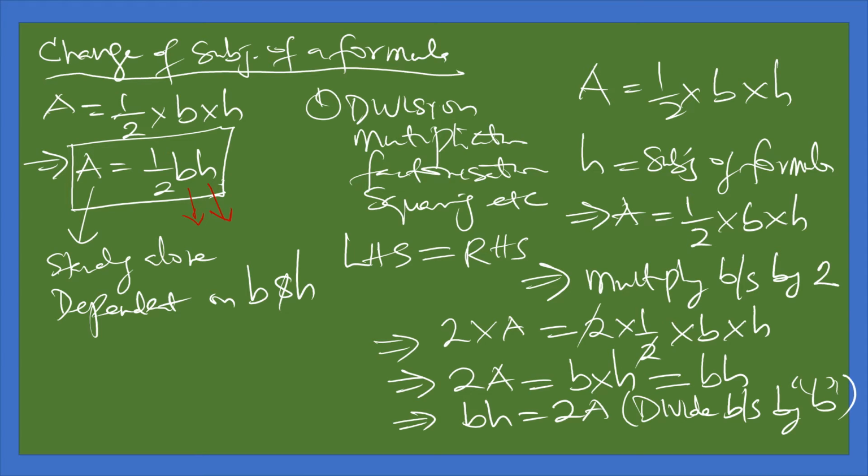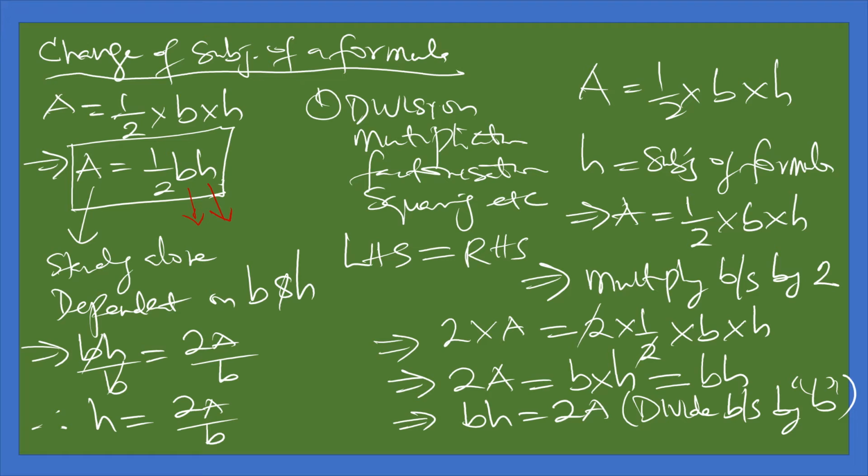Dividing both sides by B, we now have BH over B is equal to 2A over B. This B cancels this B, therefore our H is now equal to 2A over B. Now this new expression you're seeing here, we have now made H the subject of the formula by employing this multiplication and division principle to achieve this. So that is the meaning of change of subject of a formula. So we are going to solve more examples so that you get a big picture.